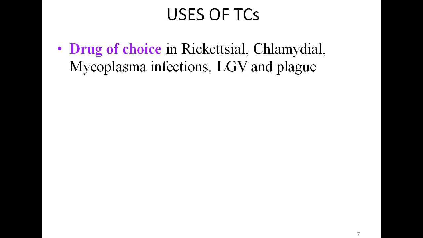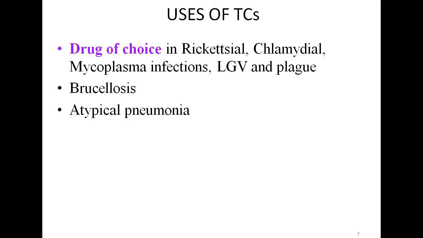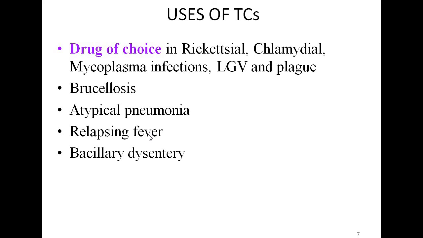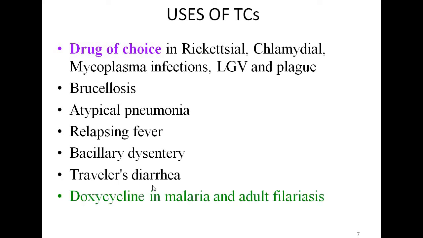Now coming to the uses of tetracyclines. Remember, tetracycline is a broad spectrum antibiotic. Tetracyclines are the drug of choice in rickettsial, chlamydial, mycoplasma infections, lymphogranuloma venereum, and plague. In brucellosis, it is the second drug of choice. Also useful in atypical pneumonia, relapsing fever, bacillary dysentery, traveler's diarrhea.